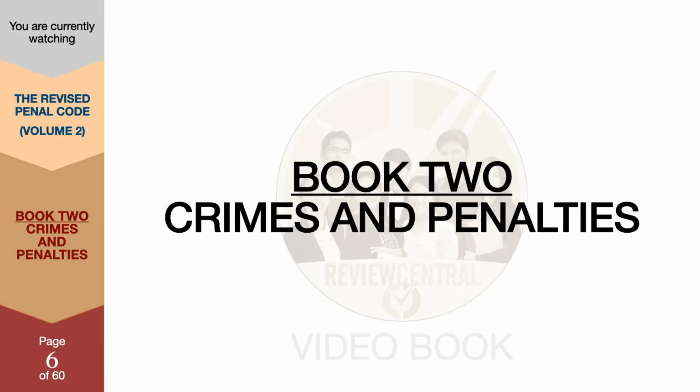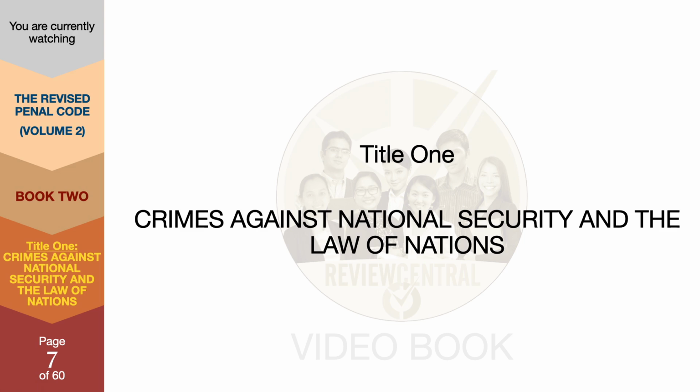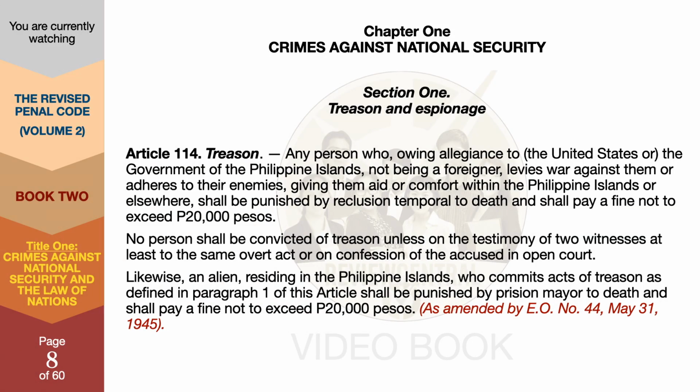Book 2. Crimes and Penalties. Title 1. Crimes Against National Security and the Law of Nations. Chapter 1. Crimes Against National Security. Section 1. Treason and Espionage.